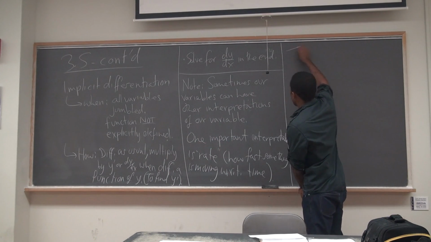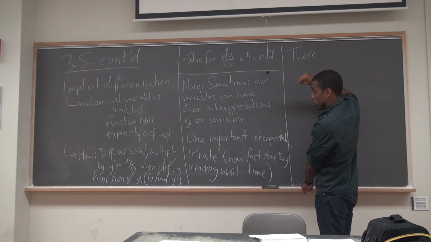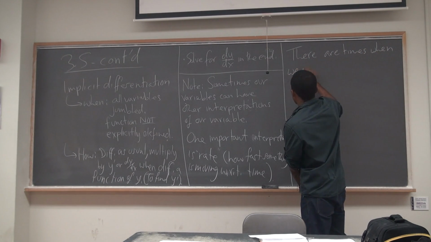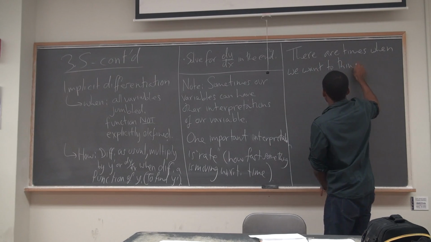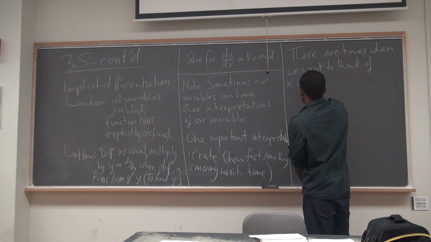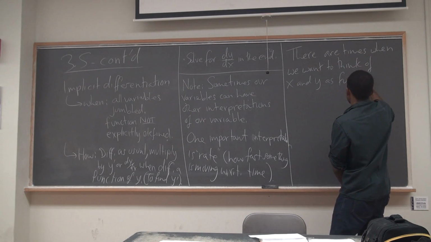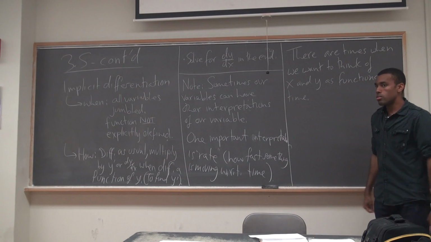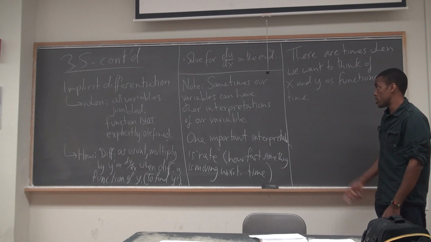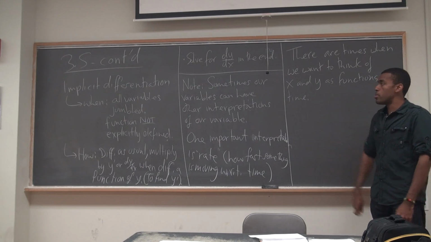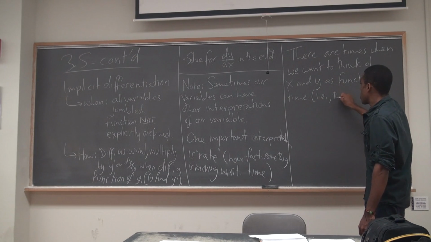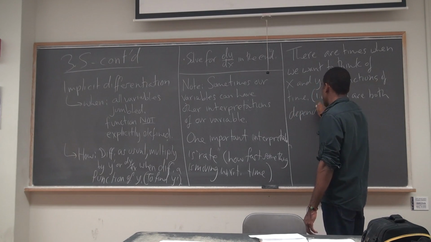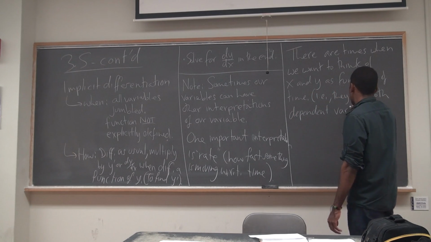Again, as I said, we'll come back to this in related rates. There are times when we want to think of x and y as functions of time, meaning your x is a function of t. You may or may not know what its explicit definition is, and your y is also a function of t. So they are both dependent variables. And we'll see applications of this pretty soon, in the next couple sections.